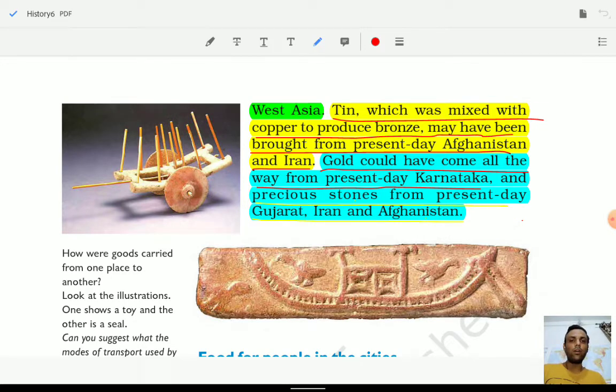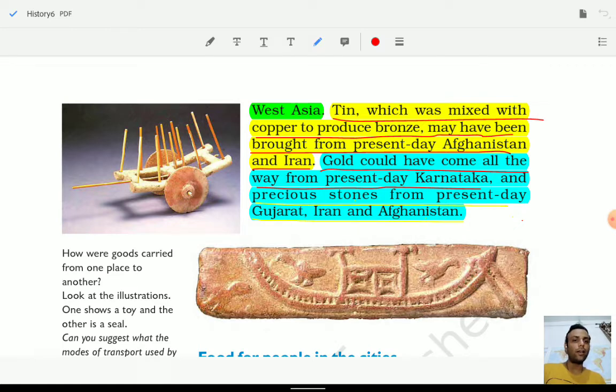So if the question is how bronze was made, they already understood that copper is mixed with tin to produce bronze. And tin might have been brought from present-day Afghanistan and Iran, and gold could also have been brought from present-day Karnataka.